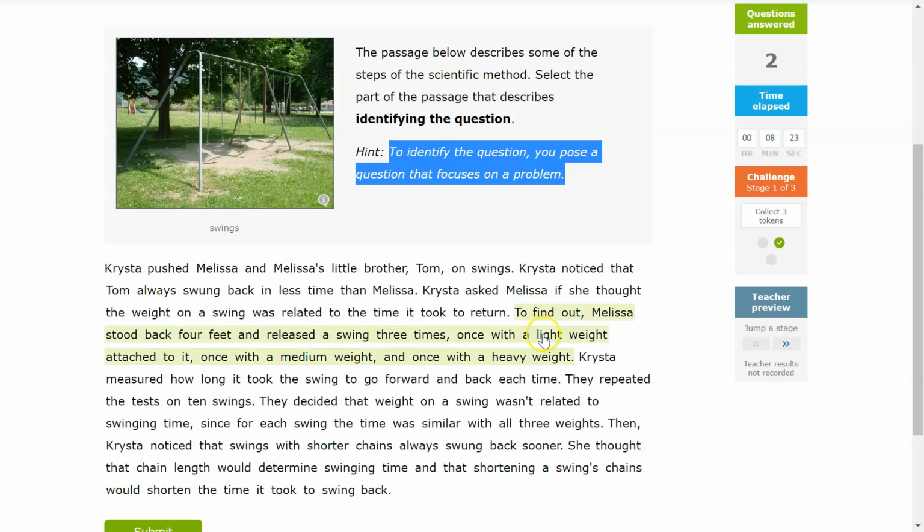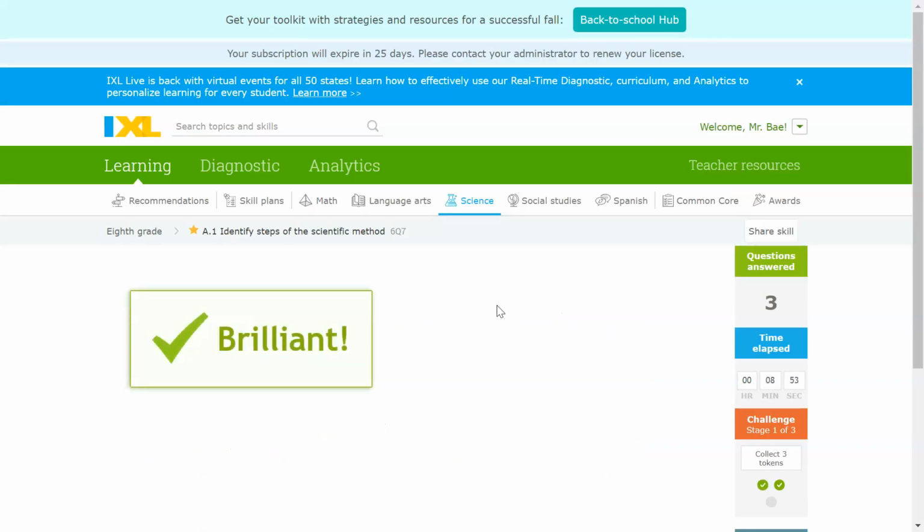So right here, this part's actually talking about data and collecting the data effectively. This is talking about how she did it, and they talked about the experiment, and that goes further on to what it is. Okay, so if we go backwards one, it says Krista asked Melissa if she thought the weight on a swing was related to the time it took to return. That's basically asking what is the question, what are you trying to solve. So that would be identifying the question.